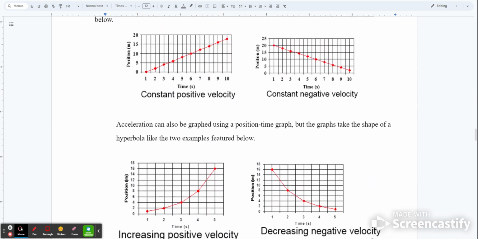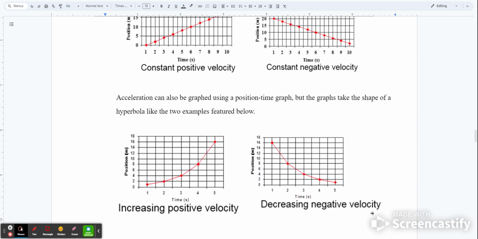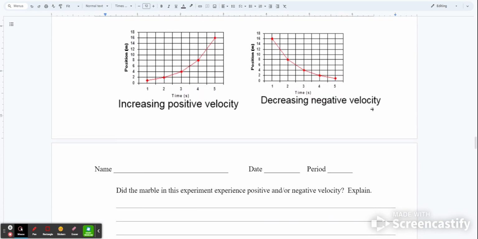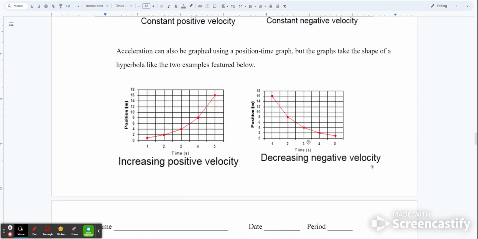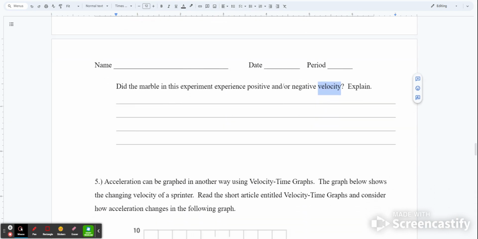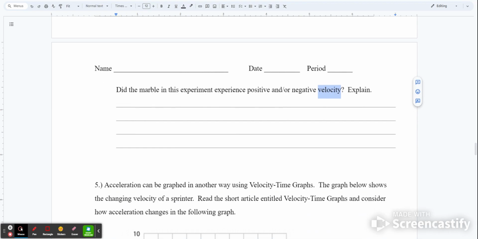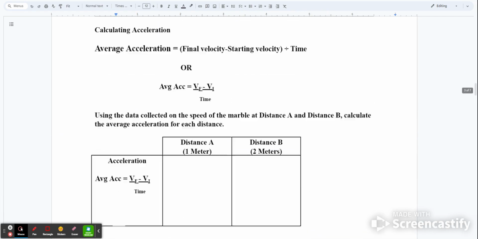Number 4 starts off with a large amount of graphs and information. That information is there to help you answer question 4. Now remember, question 4 is talking about velocity. Do not talk about acceleration. Be very careful when you do so that you talk about whether or not you have positive or negative velocity. Explain using the data from your charts up here.